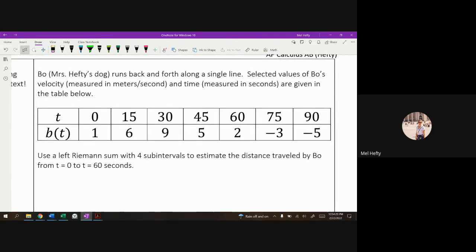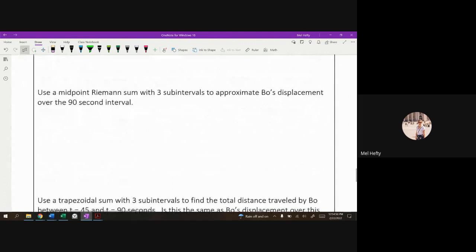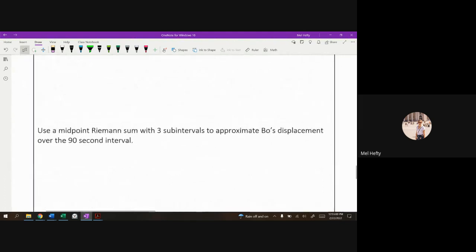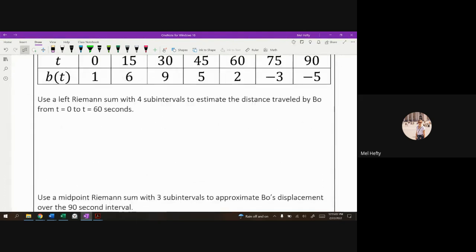So my dog is running back and forth along a single line. He's very fast when he decides to run. He puts his butt down and his arms out, and he just goes. We've got his velocity measured in meters per second, time in seconds. He's running around for about 1.5 minutes. So we're going to do a left Riemann sum to find the distance he traveled between 0 and 60 seconds. And then we're going to find his displacement with a midpoint and do a little bit of talking at the end.